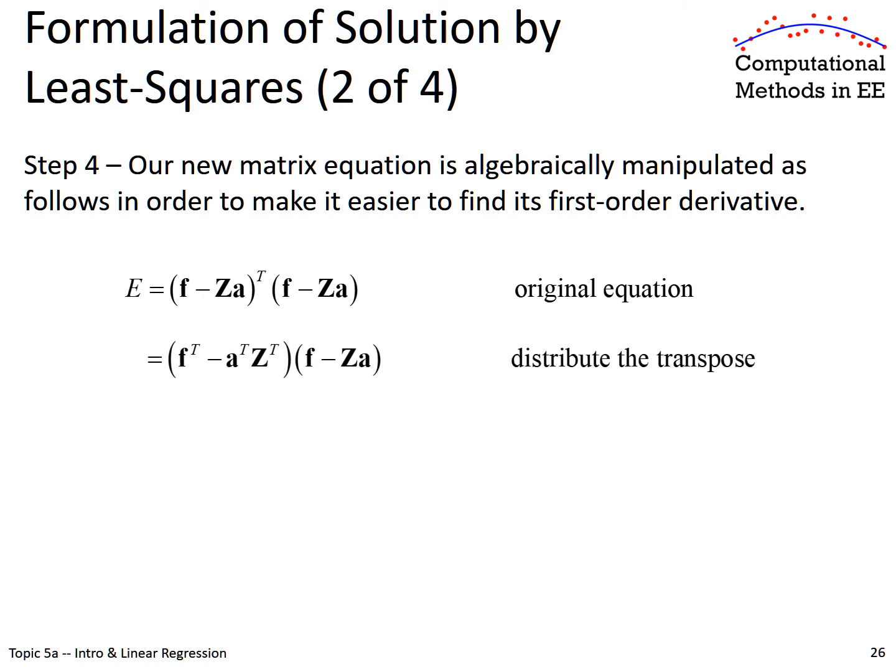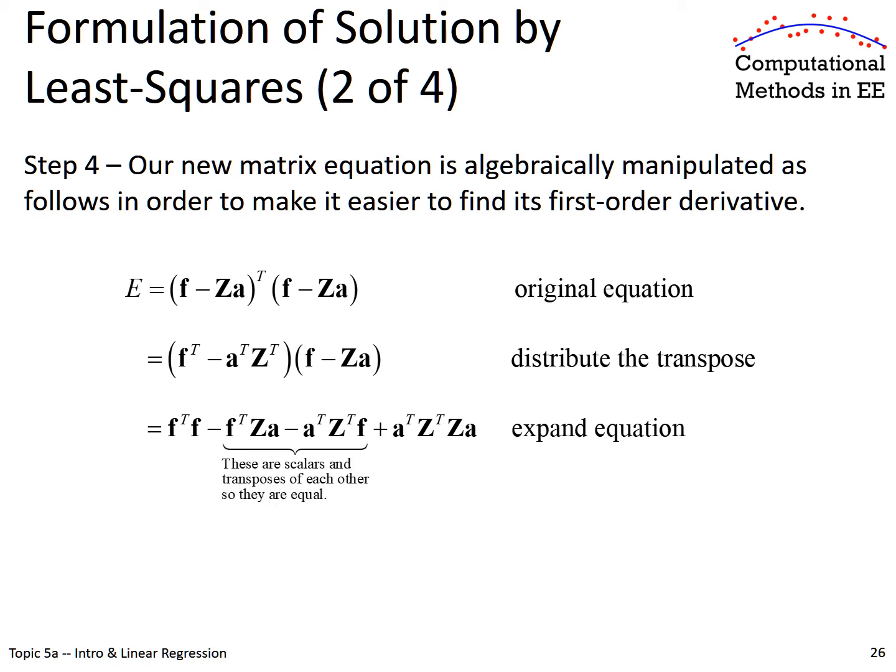So here we are with our first original equation, our starting point for the error criterion. We'll take the transpose operation and bring it inside the parentheses. So we just have F transpose, but then the transpose of Z times A, remember we have to swap the order of Z and A, and we get A transpose times Z transpose. And then we still have F minus Z times A on the right-hand side. So we distributed the transpose into the first parenthesis. Then we multiply that out. So we just have essentially the sum and difference of a bunch of terms.